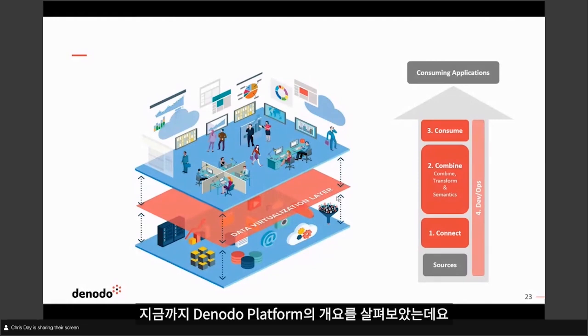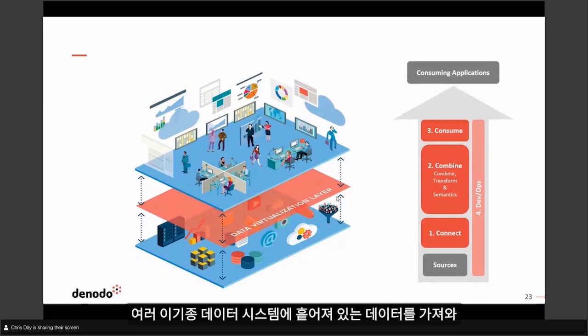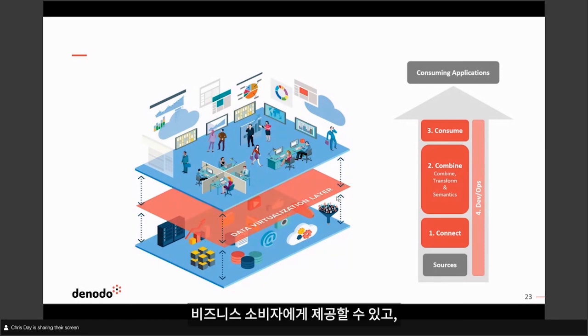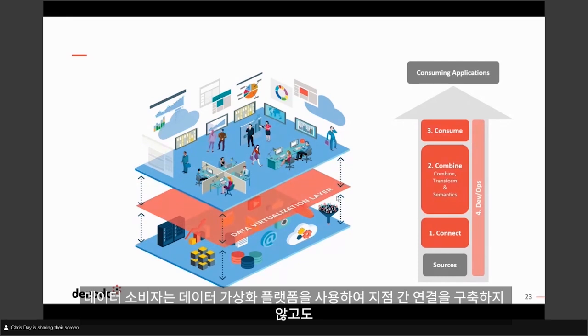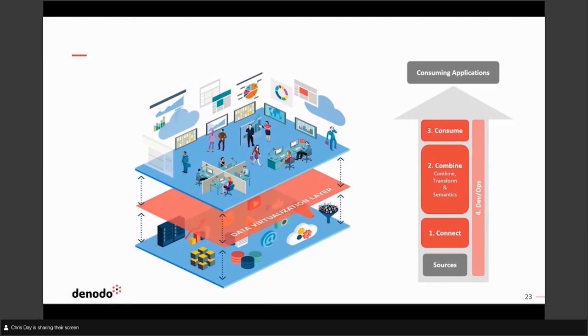So that's a very quick overview of the Denodo platform that allows you to take all of that disparate data across multiple locations and deliver it up to our business consumers, as well as allowing those consumers to use the data virtualization platform to get access to all of that data without building point-to-point connectivity.